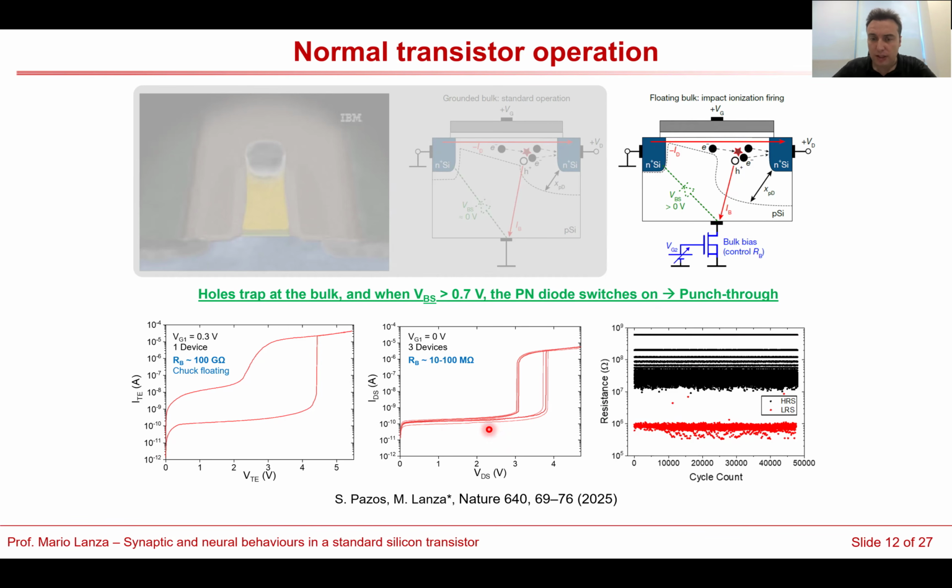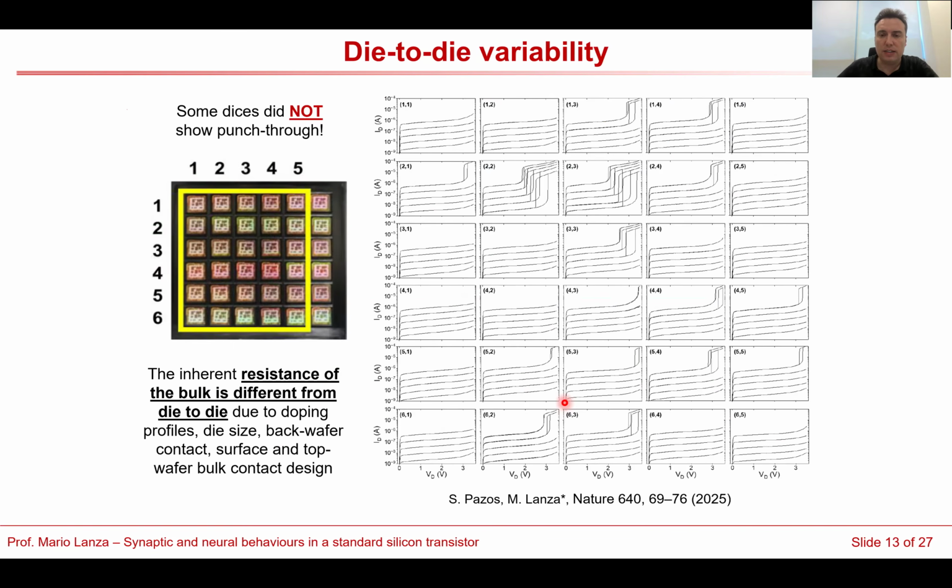And if we repeat this ramping of the voltage of the transistor for many cycles, you can see that we observe a very good threshold-type resistive switching phenomenon. This is very interesting. I have to say that when we did a multi-project wafer tape out, not all the transistors in all the chips show this behavior. Some of them show it, but some dies simply don't show this behavior.